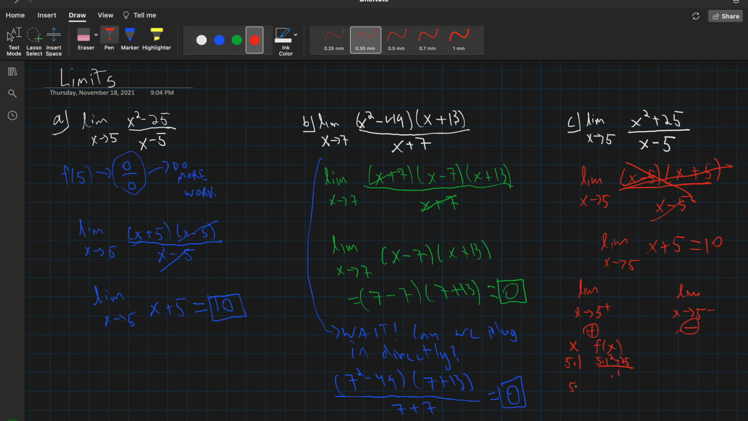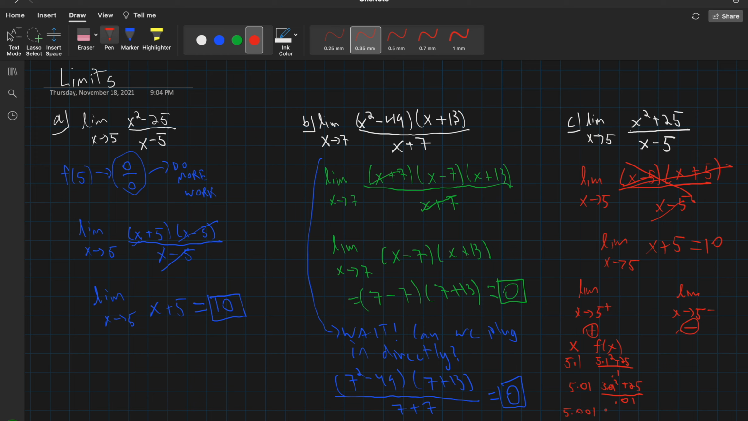So now 5.1 is too large, so we need to keep getting closer to 5 from the right side. So now this becomes 5.01 squared plus 25 all over 0.01. And then we can keep going.